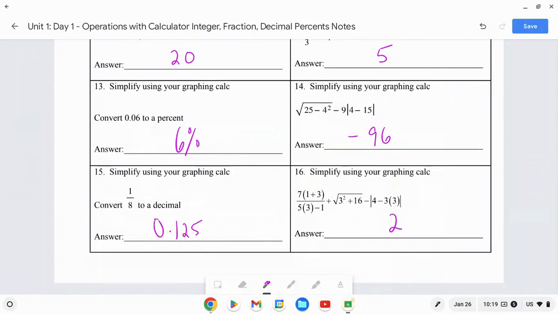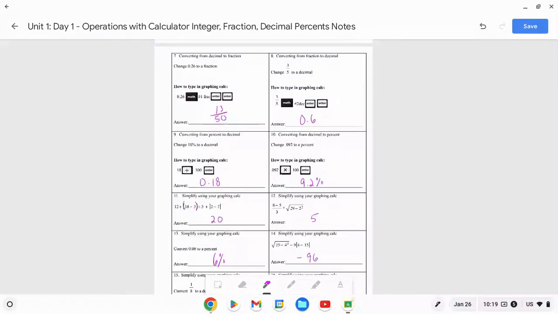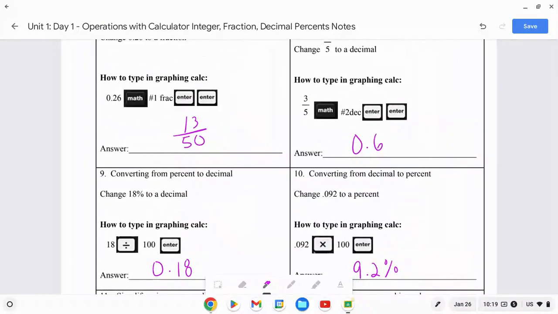If for some reason you were not getting those answers, most likely it's because you weren't typing it in the correct way. So if you have any additional questions, just make sure you ask your teacher, and please make sure to refer back to all the different buttons when you're doing the homework for tonight.